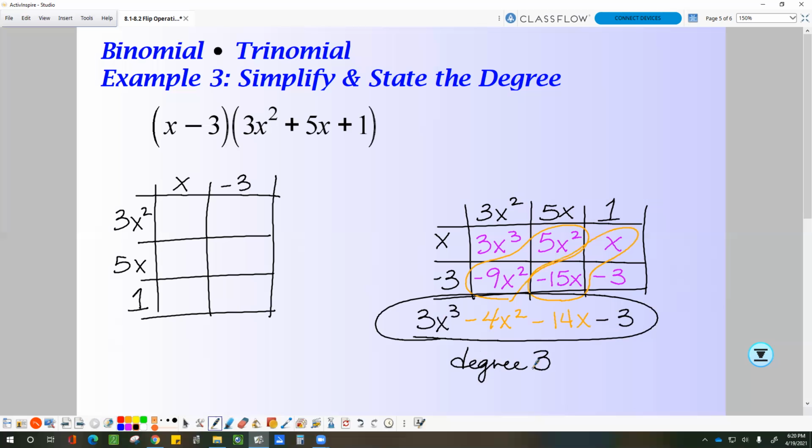If you'd rather not use a box, that's fine. You can also kind of modified FOIL these. It's not exactly FOIL because there's a middle. It's not just outer and inner. It's this first term times all 3 in the second polynomial, and the second term times each of those, and then combining like terms. And if you prefer to do that, that's fine.